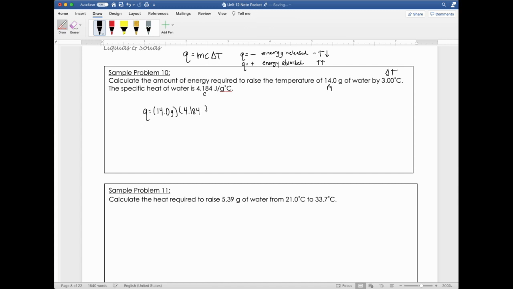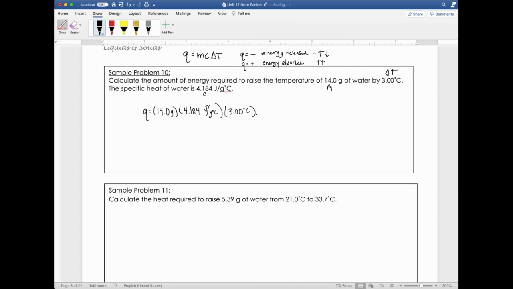So M is equal to 14 grams. C is 4.184, and delta T is 3 degrees Celsius. Now, because we are raising the temperature, energy is being absorbed in the system. So our Q is going to be a positive value in this case.